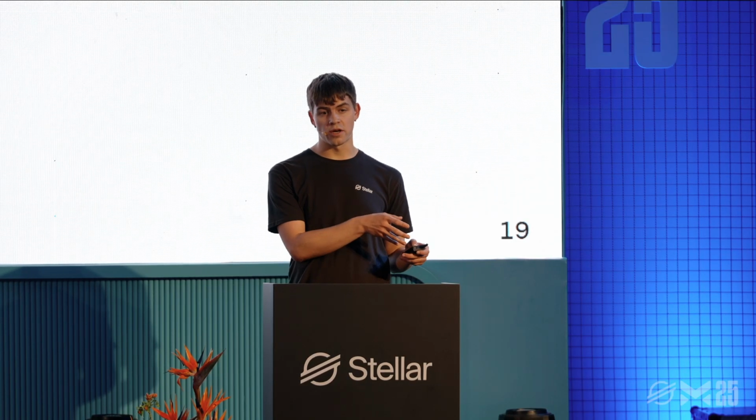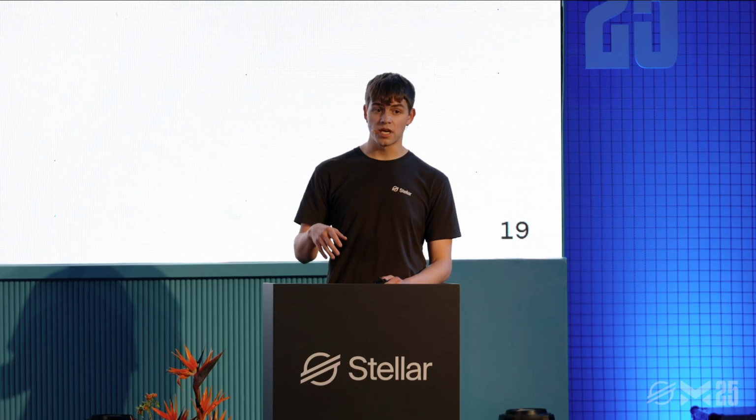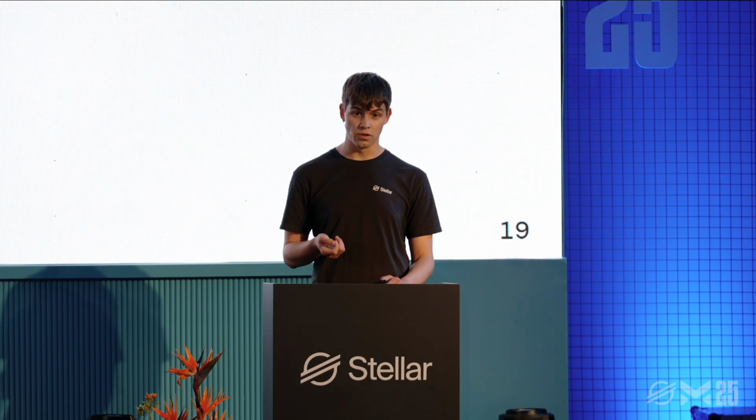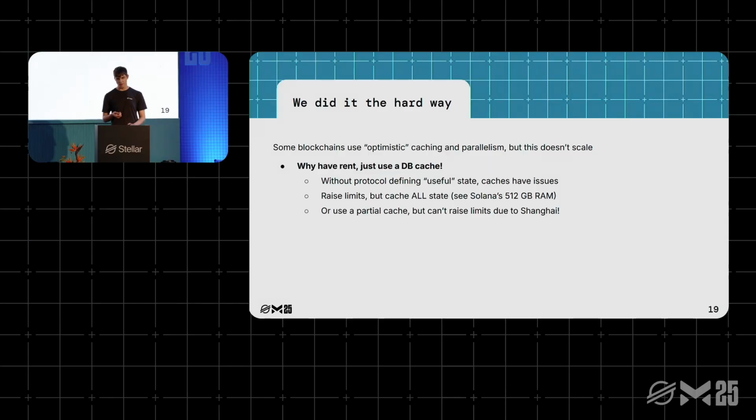And so with state archival and in-memory state, we're essentially able to have our cake and eat it too. We can keep our memory limits very low. We only require 16 gigabytes of RAM to be a validator today, but still maintain the high limits that you see on someone like Solana that has very high RAM requirements.